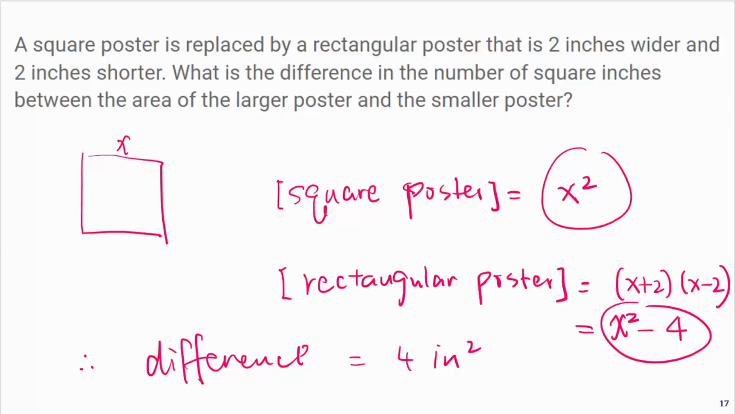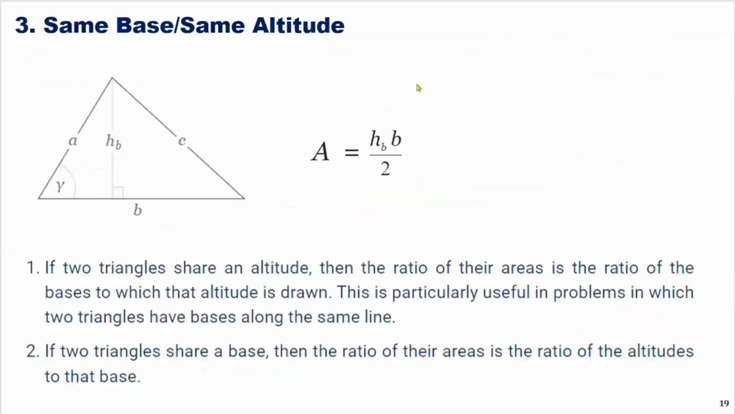Okay. Alright, next let's have a look at the concept of same base or same altitude. So if two triangles share an altitude, then the ratio of their areas is actually the ratio of the bases to which that altitude is drawn, right? This is particularly useful in problems in which two triangles have bases along the same line. Second, if two triangles share the same base, then the ratio of their areas is the ratio of the altitudes to that base. This is apparent because the area of a triangle equals half of the height or altitude times the corresponding base, right?